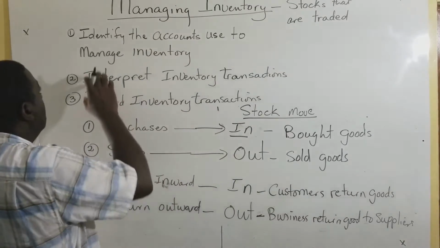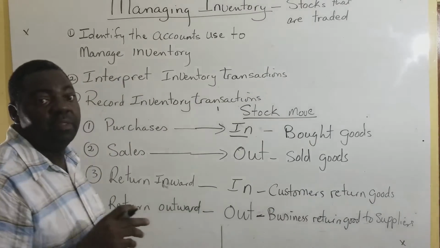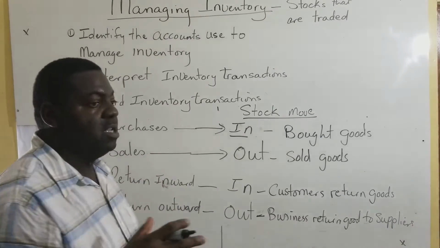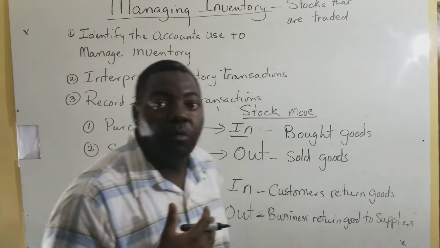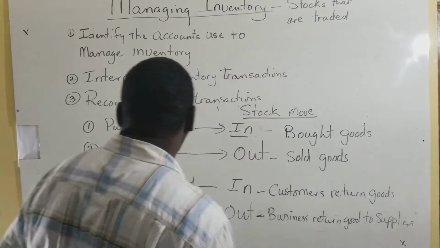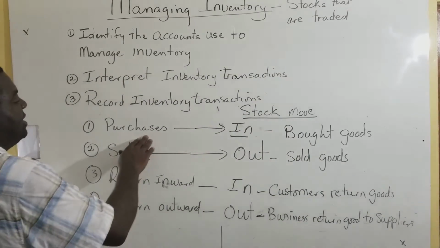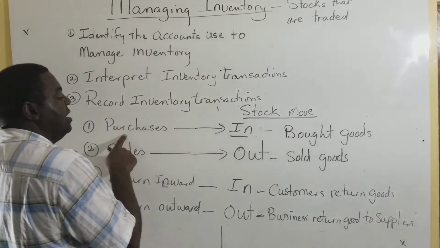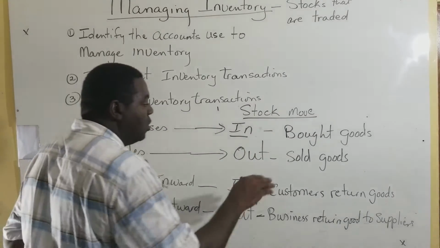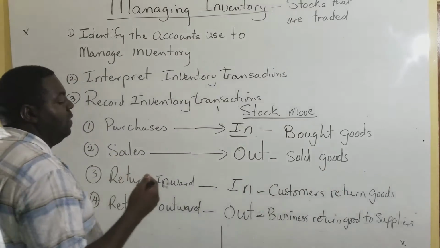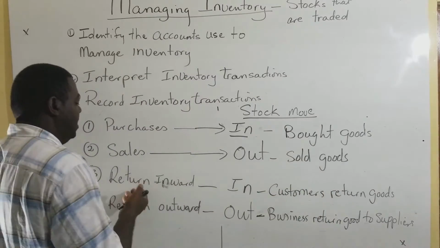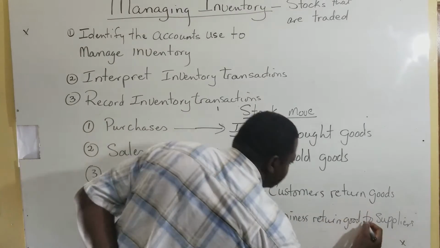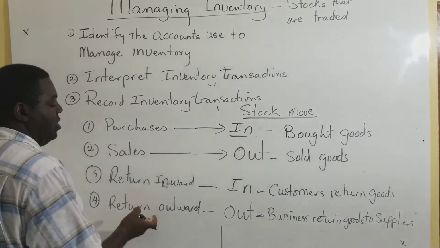So we would have accomplished objective 1 by establishing the accounts that are used when goods or inventory are moving either inwards or outwards. So let's go again. Purchases: when inventory is coming in, when we are buying it, it is the purchases account. When goods are going out, when we are selling it, it is the sales account. When the goods are being returned by the customer to us, it is the return inwards account. And when we, the business, are returning goods to the suppliers, it is the return outward account.